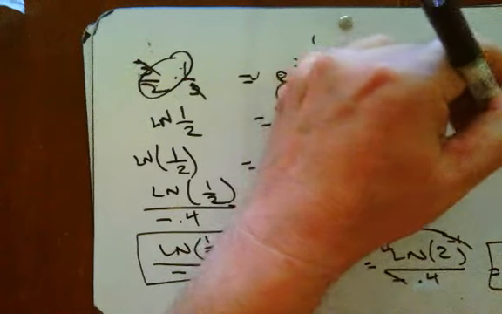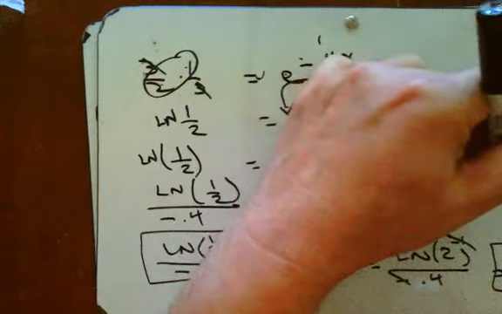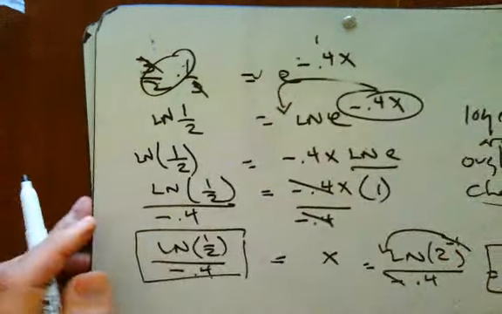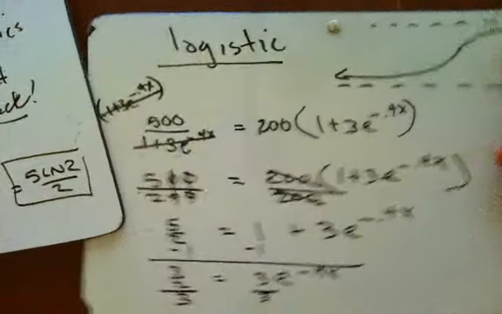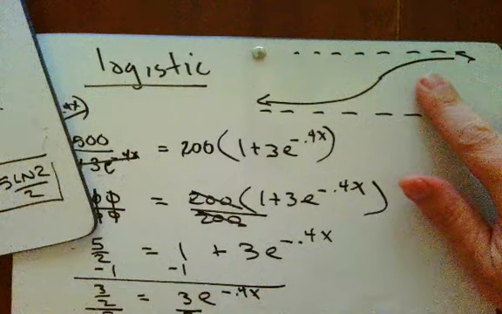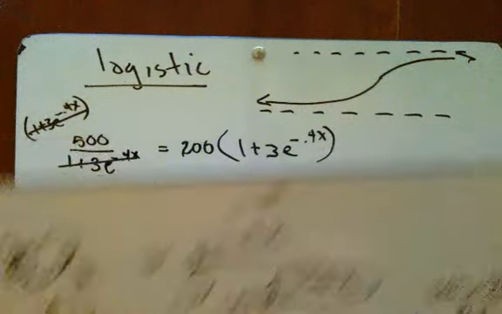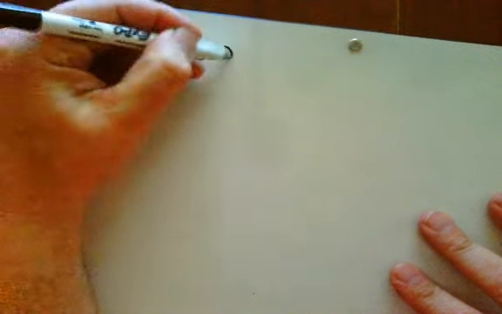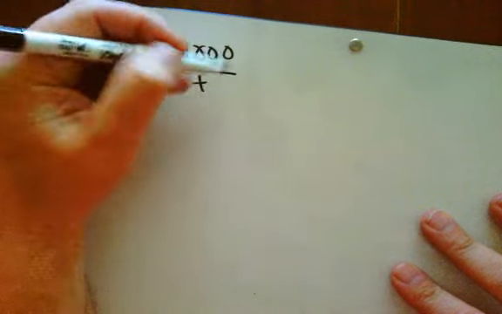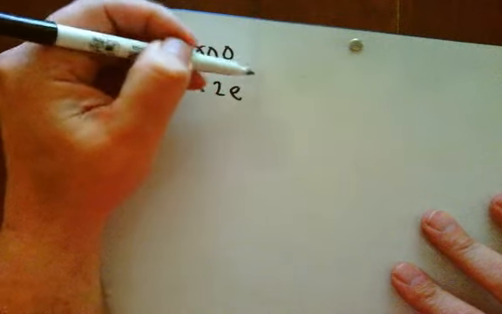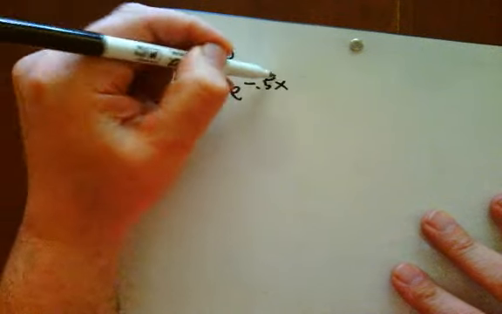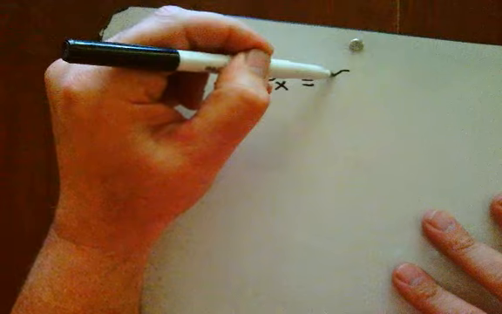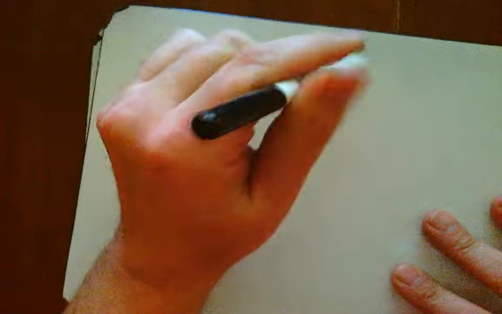In order to bring this x stuff down, we needed to take the ln of both sides. So now I've got ln of a half on the left, negative 0.4x on the right, and I know that ln of e is 1. If I divide both sides by negative 0.4, I get my answer. Logistics are ought check. So you don't have to must check these. We can tell by the graph that there's no restriction on this domain. Any x value will work.